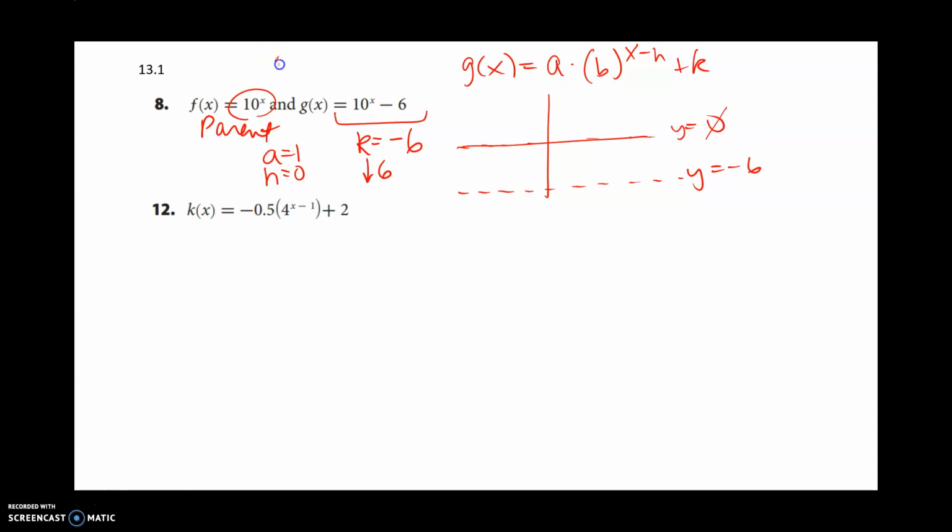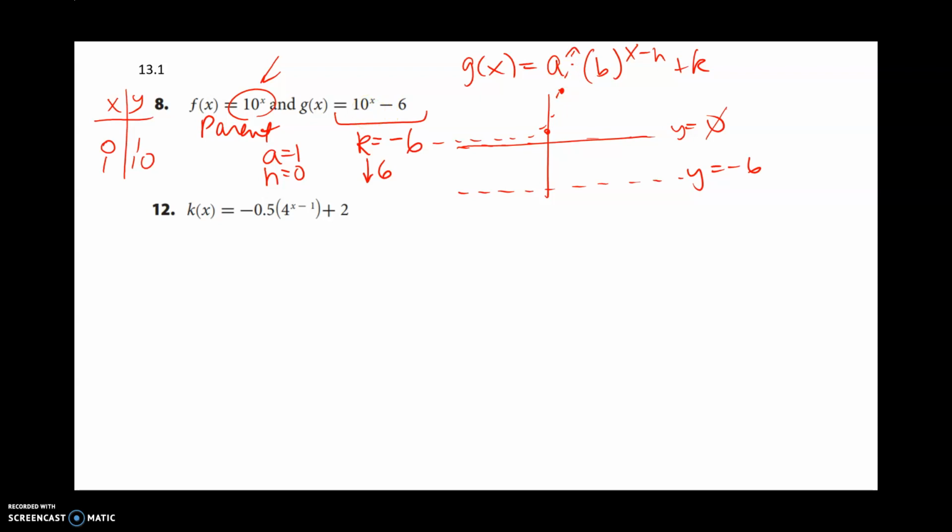Okay, so for the parent, I could even make myself a little XY table. Could look at my table and say, all right, 0, 1 always works. 1, 10. So it looks like this. And my horizontal asymptote for the parent looks like this, y equals 0. This one just moves down 6 units.